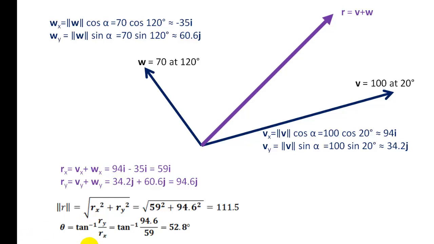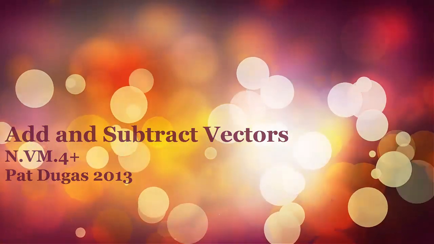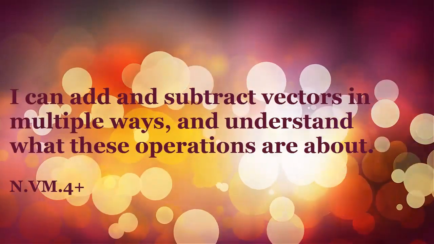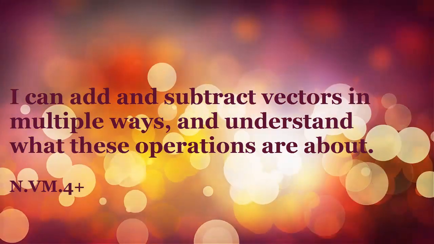We can also figure out the direction of the resultant vector. It's equal to the inverse tangent of the y component over the x component. Inverse tangent of 94.6 over 59, which is approximately 52.8. So in the end, our resultant vector is a magnitude of 111.5 units at 52.8 degrees. So we looked at how to add and subtract vectors, both from a graphical and an analytic standpoint, by taking their components and breaking them down and adding the components or subtracting them together.